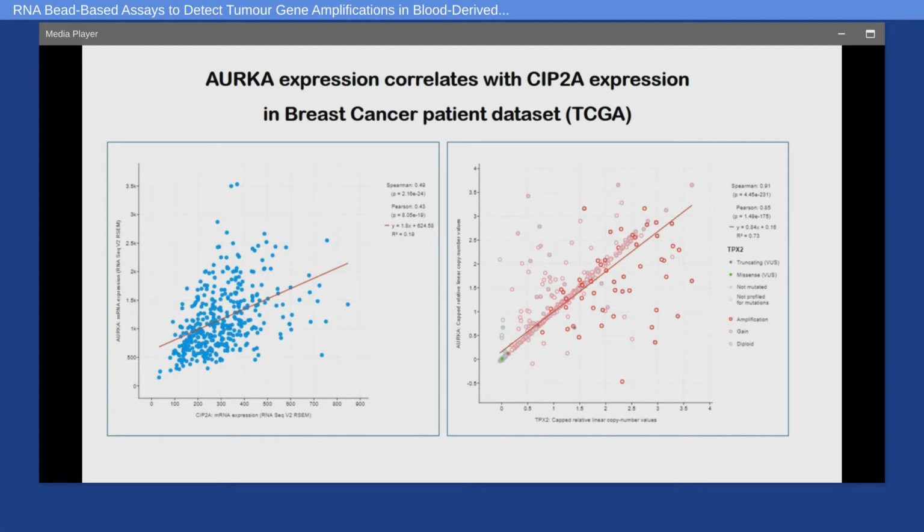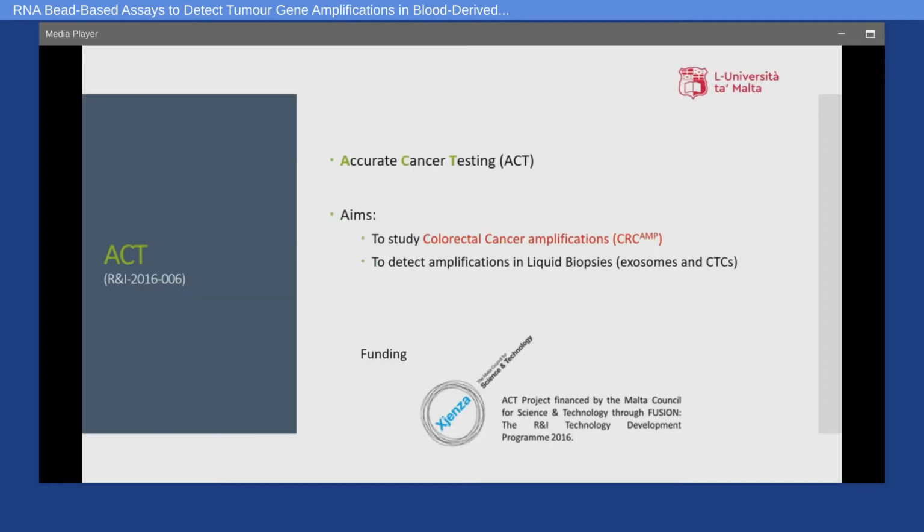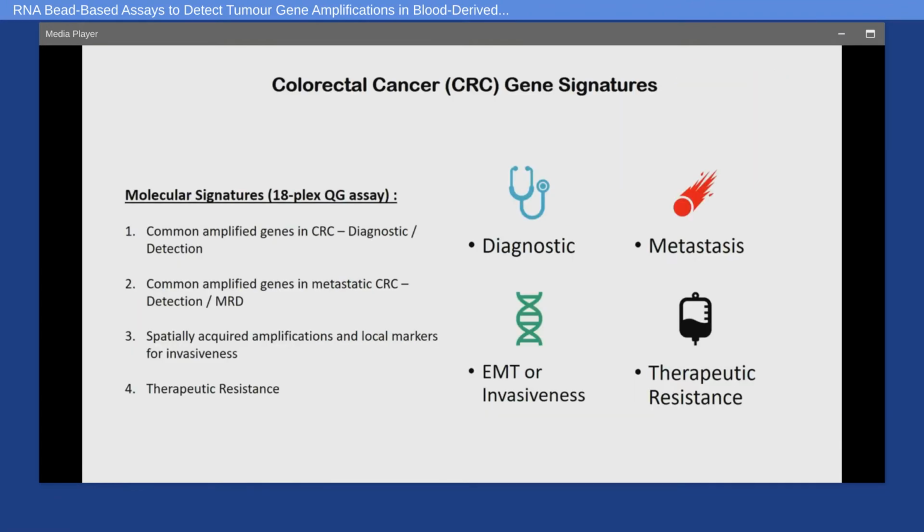Now, it's a well-known fact as well that AURKA is amplified in various cancers. And in fact, the AURKA copy number variation correlates excellently with the TPX2 gene. That's because they are on the same chromosomal region and they are generally amplified together. I'm saying this because we did a lot of work on gene amplifications in various cancers. There's a high frequency of these amplifications, and today we know a lot about gene amplifications. So we started this project.